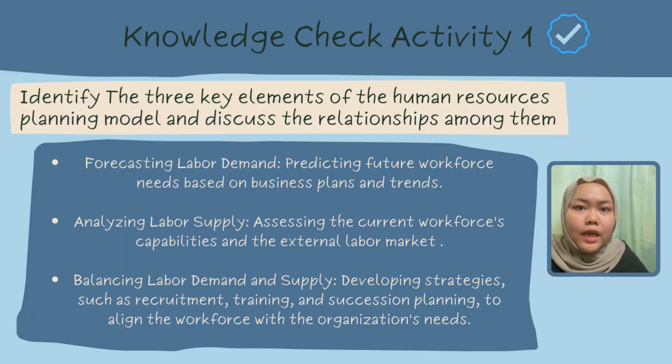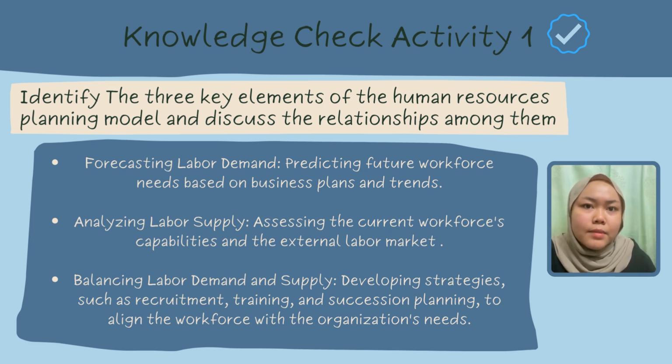Identify three key elements of human resource planning, model and discuss the relationship among them. First, forecasting labor demand: future workforce need based on the business plan and trend, to ensure the organization has the required employees to meet its goals.